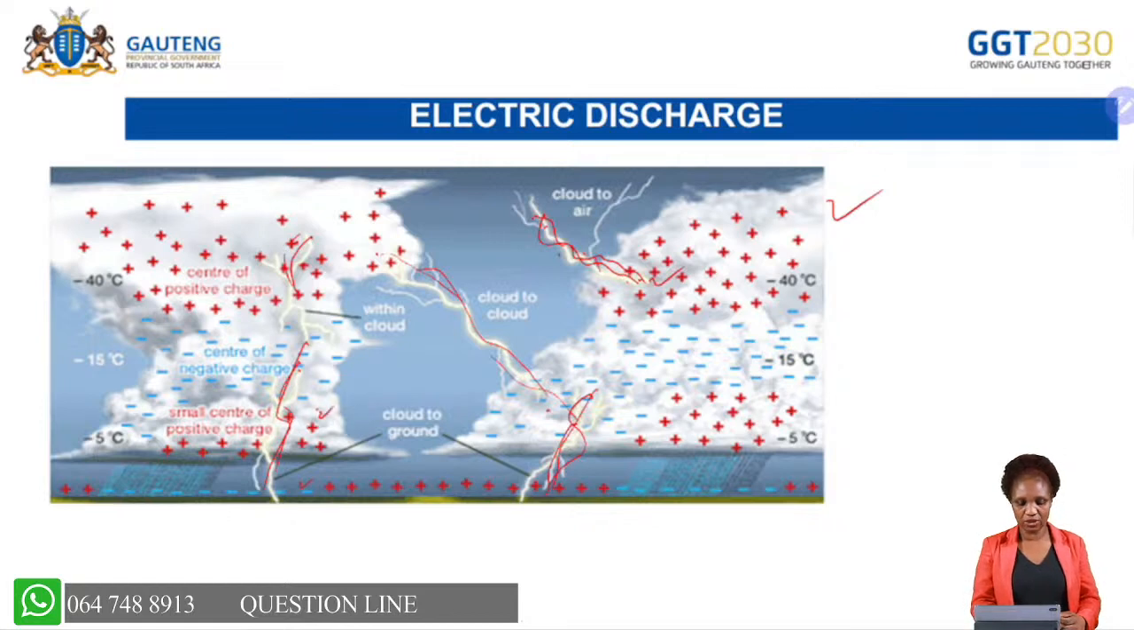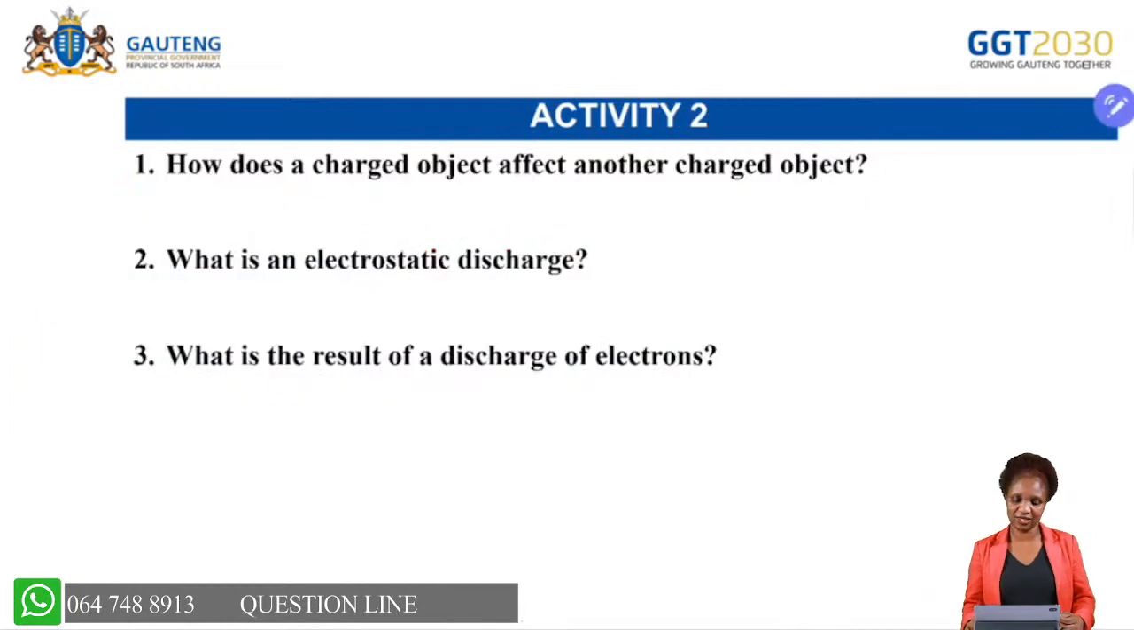The clouds. This is a small center of positive charge and this one is negative. Then we are going to experience what? Lightning. And remember, it is very dangerous and it is fatal.